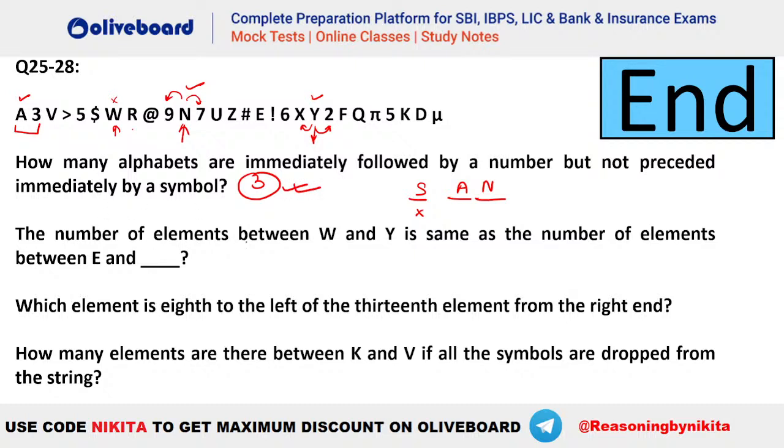Let's check. The number of elements between W and Y is same as the number of elements between E and what? Okay. So W and Y, where do we have W? You can see this is your W. Where do we have Y? You can see this is your Y. How many elements are there? 1, 2, 3, 4, 5, 6, 7, 8, 9, 10, 11, 12, 13. 12, right? So 12 elements between W and Y. So how many elements are there between E and what is the 13th element, right?